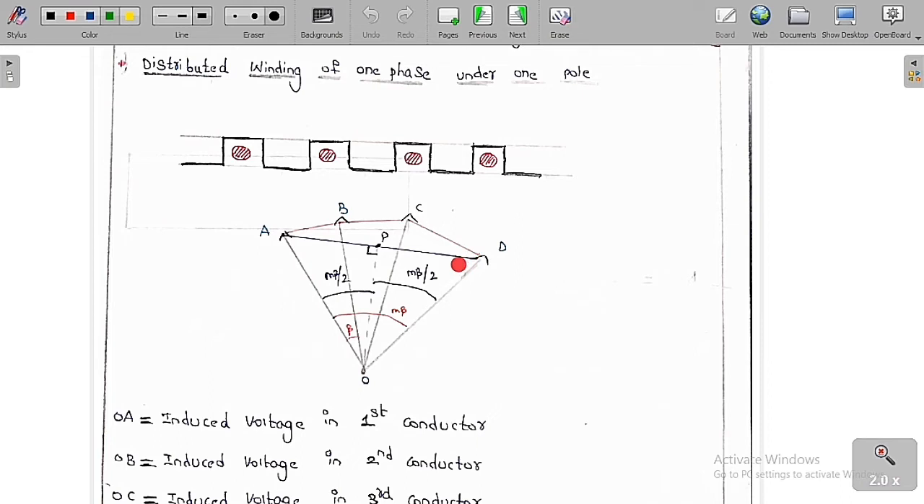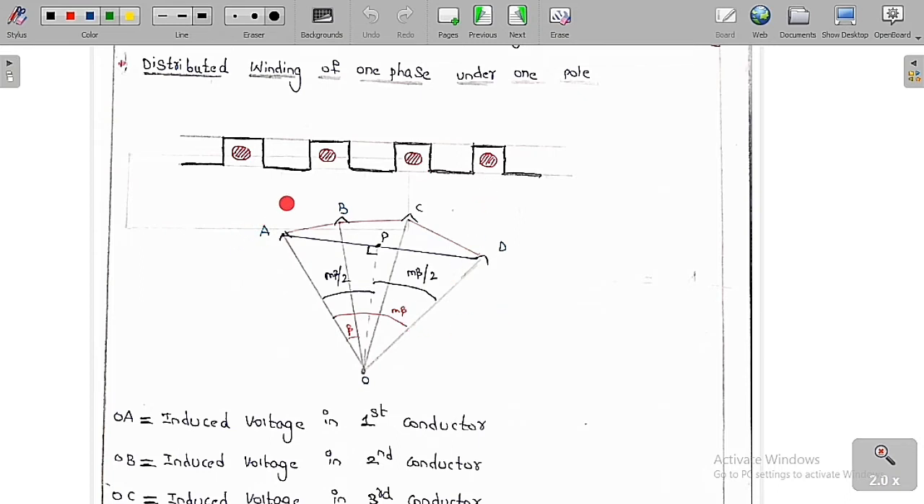I have already told you an important point: these are two slots, and the mechanical angle between two adjacent slots is called the angle beta. Angle beta is also called the slot angle, or simply the mechanical angle between two adjacent slots. Therefore, the angle between vector OA and vector OB is beta. Similarly, the angle between vector OB and vector OC is beta, and the angle between vector OC and vector OD is again beta.